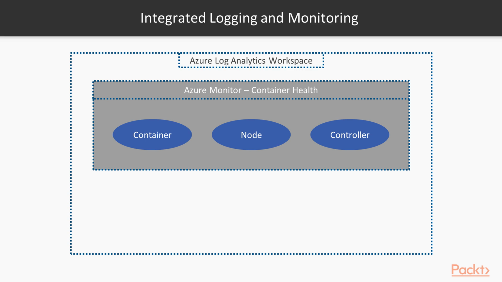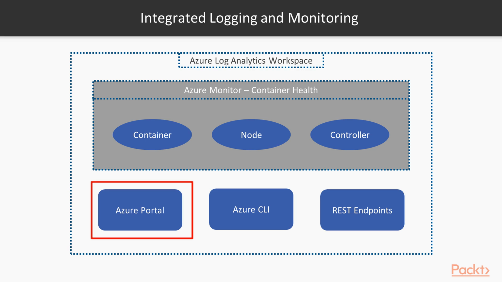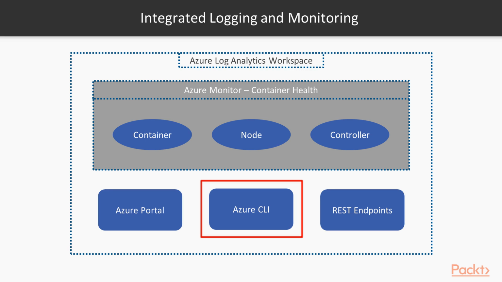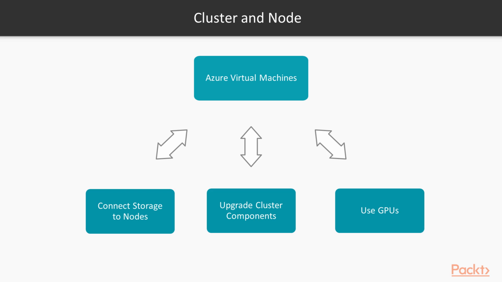To understand how your AKS cluster and deployed applications are performing, Azure Monitor for Container Health collects memory and processor metrics from containers, nodes, and controllers. Container logs are available, but you can also review the Kubernetes master logs. This monitoring data is stored in an Azure Log Analytics workspace and is available through the Azure portal, Azure CLI, or a REST endpoint.